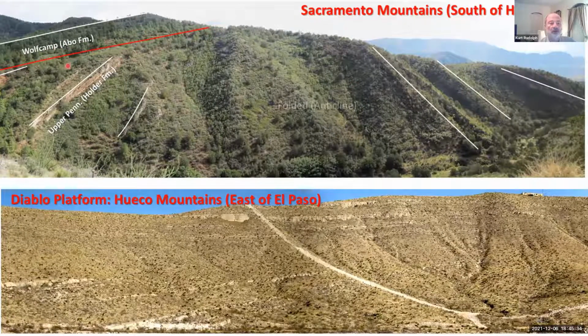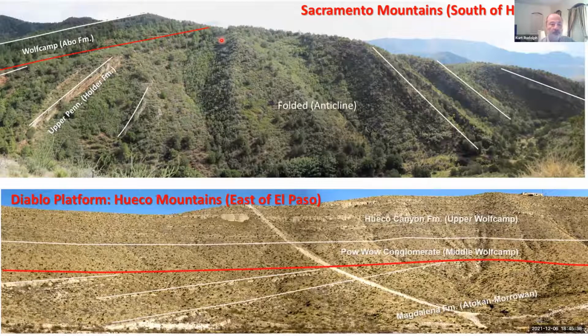this lower Wolfcamp unconformity. And we see a similar thing on the Diablo platform in the Hueco Mountains. And we see this, as you'll see in a minute, on the Central Basin platform, that we get these dipping beds. This is now Tokenian in age. These are these cyclic icehouse carbonate-clastic cycles. And then we have this lower Wolfcamp unconformity with what's called the Powwow conglomerate sitting on top, and then the carbonates of the Hueco above.